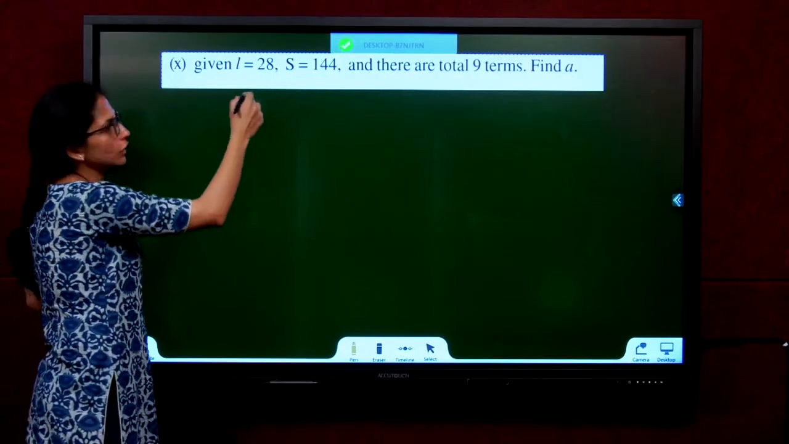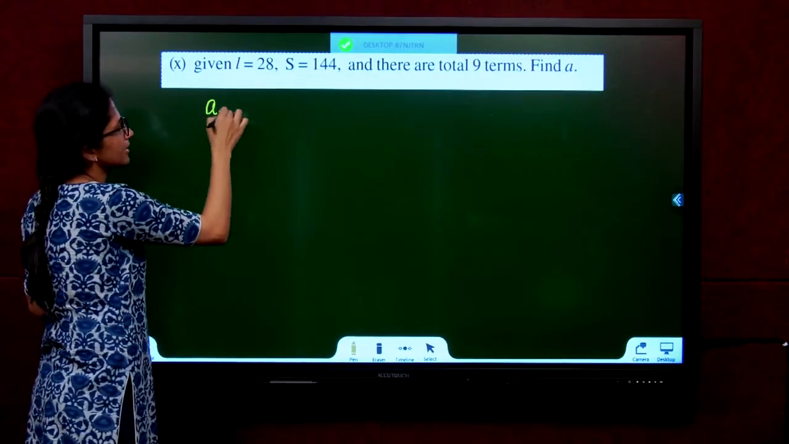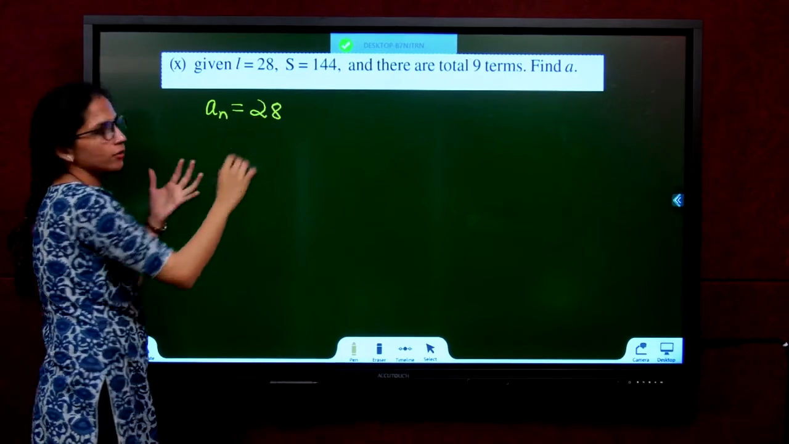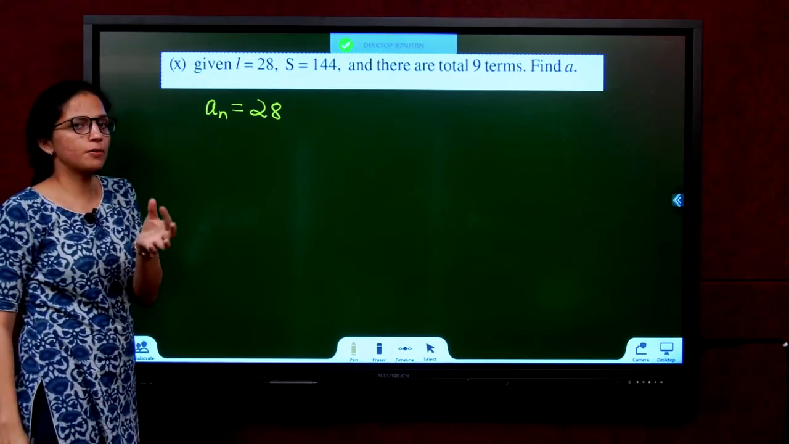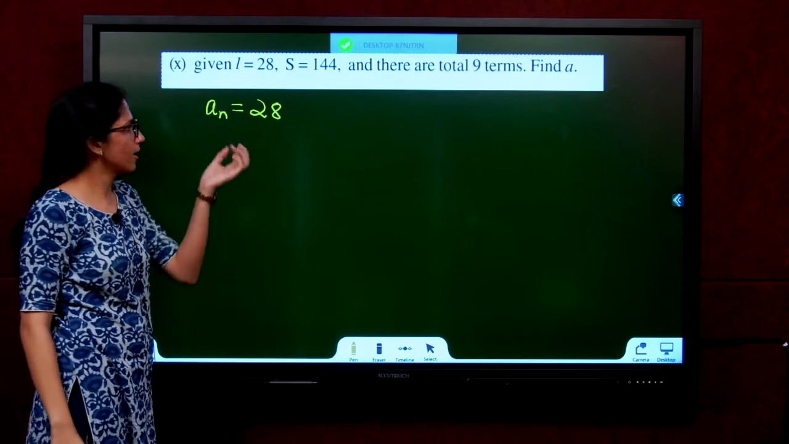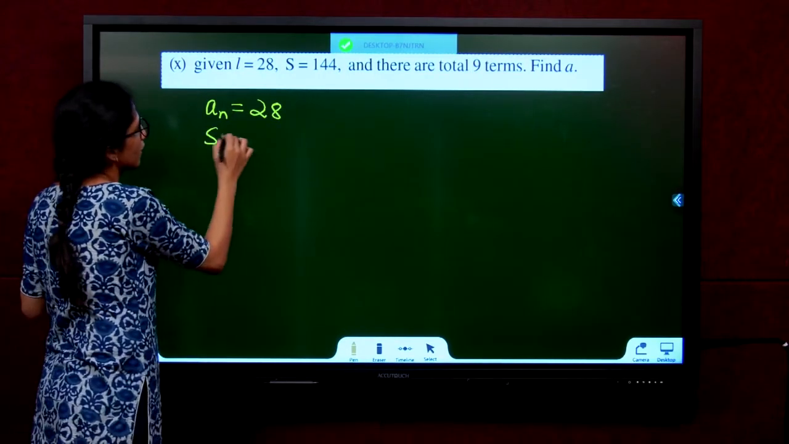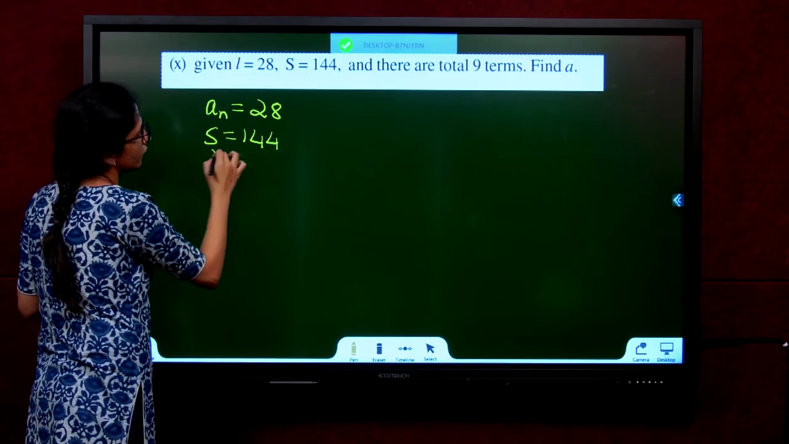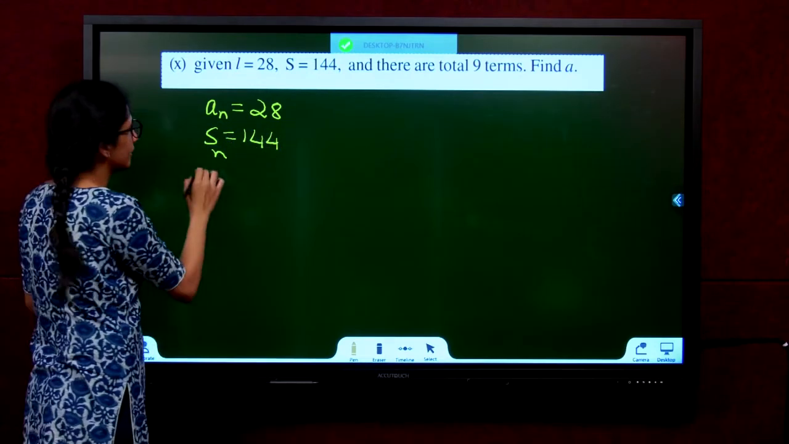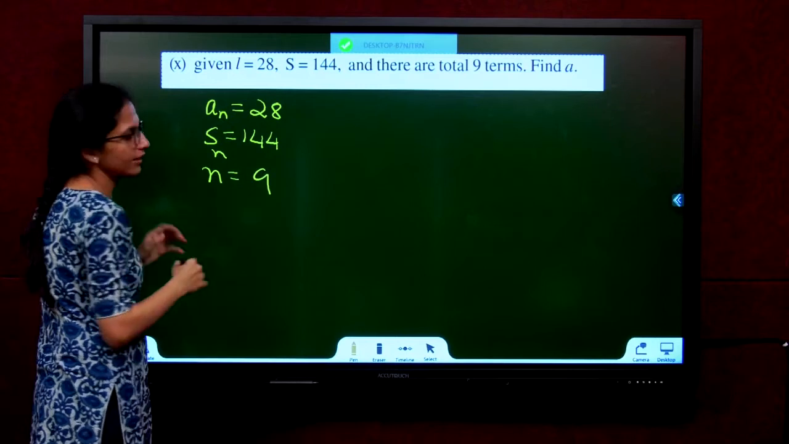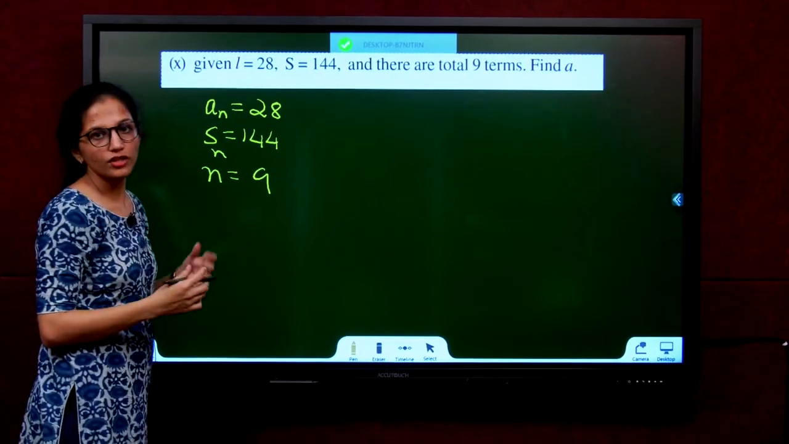Given L is equal to 28. L is nothing but the last term, that's nothing but an. Same, okay? Some textbooks use L, some textbooks use an. We will use an. So L is nothing but an. S is equal to 144. So Sn is 144. There are a total of 9 terms. N is equal to 9. Find A. There is no D given. So which formula should we go for?